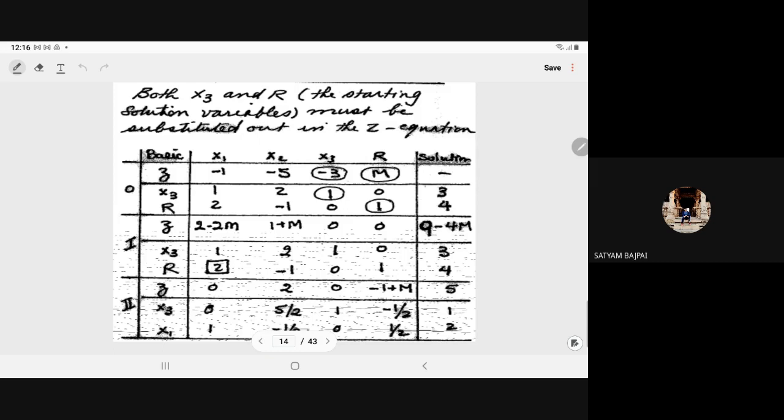R must be the non-basic variable. For example, in this there is no R. R must be a non-basic variable. Clear now?